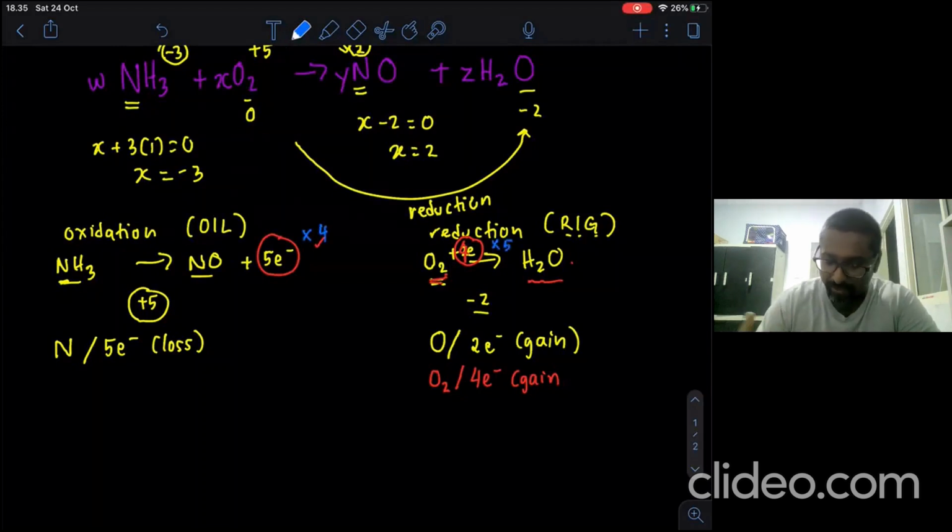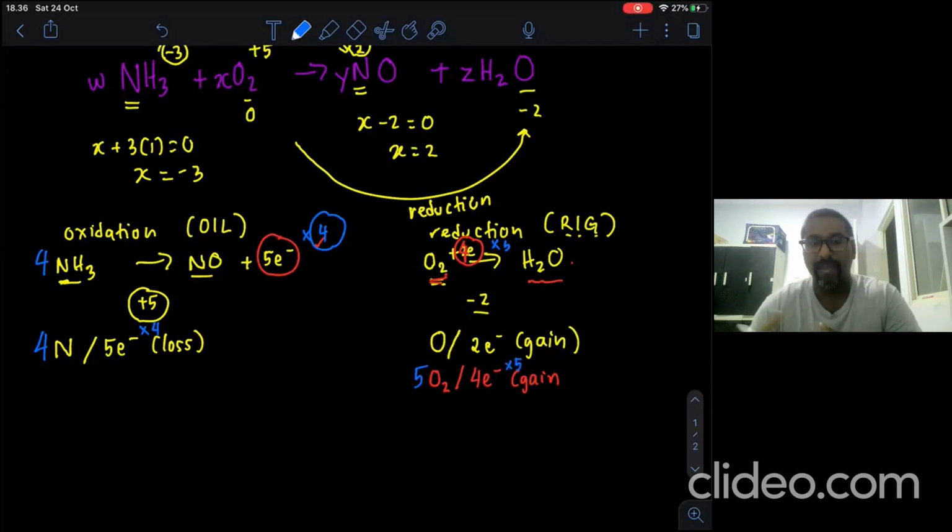So what am I going to times here? I am going to times this by 5. I am going to times this one by 4. This reaction, I need 4. Why? Because I need 20 electrons. I am going to times this by 5. The reason why I did that is because I need 20 electrons, so it will cancel.